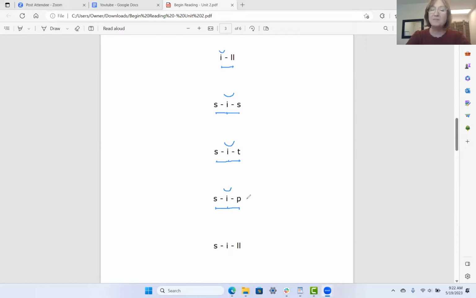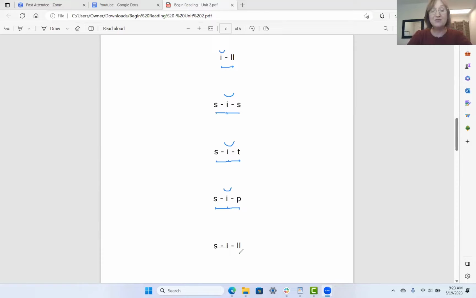A lot of people think that the sound for P is "puh," but if that was the case, then this word would say "sippa." So there's no "uh" at the end of these. The sound for T is not "tuh." If that's the case, this word would say "sita." So the sound for T is /t/, sit. The sound for P is /p/, sip. So I just gave you what that word was. The sounds are s, i, p, sip, sip.